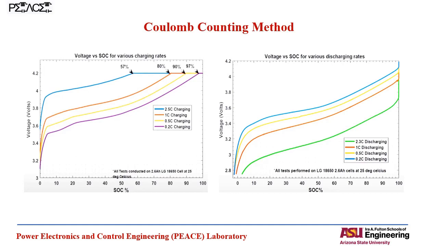We can see that for different charging rates, the voltage of the cell differs a lot. So there is also a constant voltage charging here. We can see for 2.5C charging at around 57% of SOC, the cell starts constant voltage charging, while for lower charging rates it starts later. And also for discharging, we can see the discharging rate also differs here, and for different discharging rates the voltage also differs likewise.